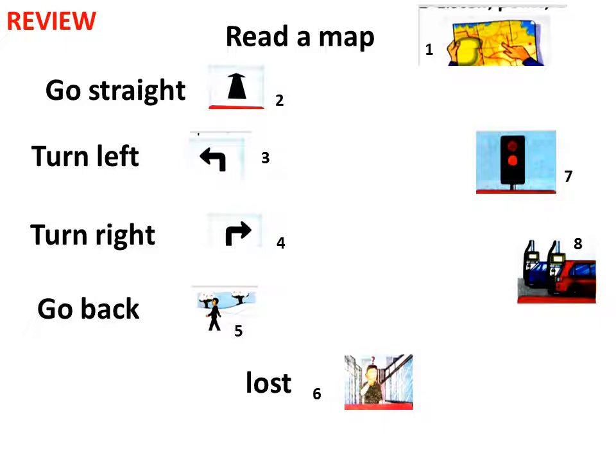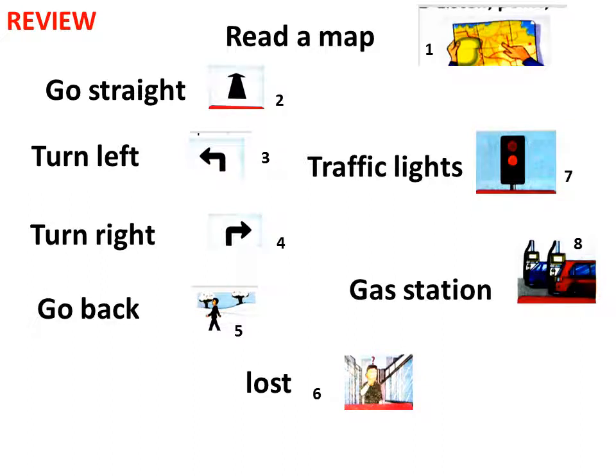We can see it at the crossroads when we are in traffic. So, what is the picture about? Traffic lights. Good. Now, let's move on to the last picture. Picture number 8. It's a place where you go to fill up your motorbike with petrol. What is that? Gas station. Good. We have done the review very well. So, let's start with the main content of today's lesson.